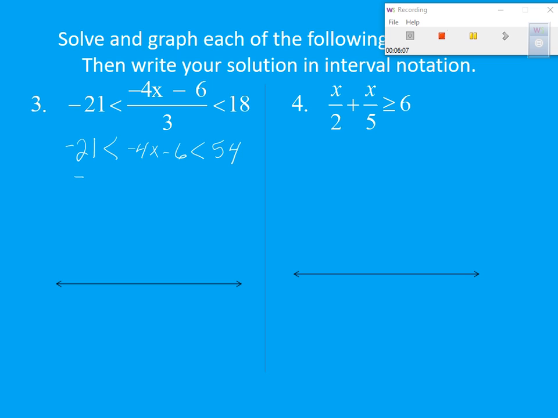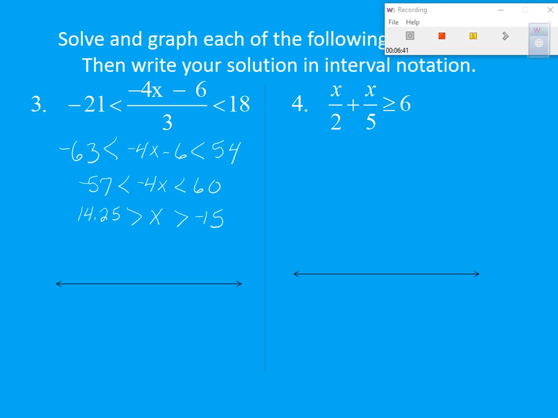Let me start again. This would be negative 63, wouldn't it? Now, let me add 6 to both sides and get negative 57 is less than negative 4x, which is less than 60. Let's divide everything through by negative 4. Well, if I do that, I've got 14.25. Now, since I'm dividing by a negative, I need to flip that sign, so I've got greater than x, which is greater than negative 15.